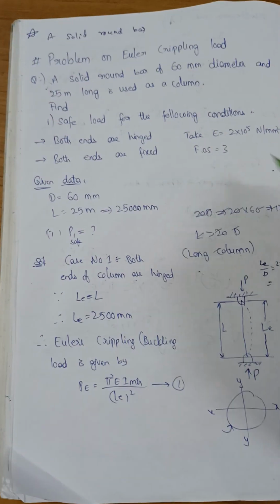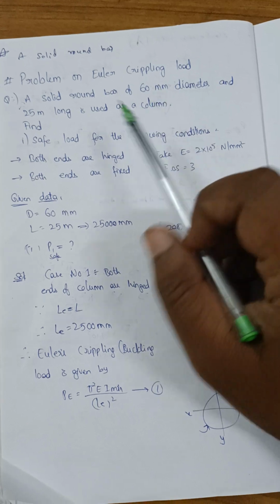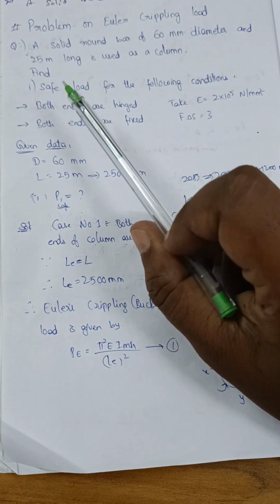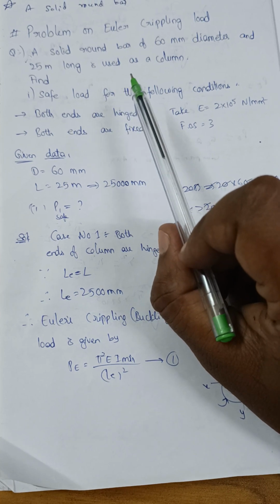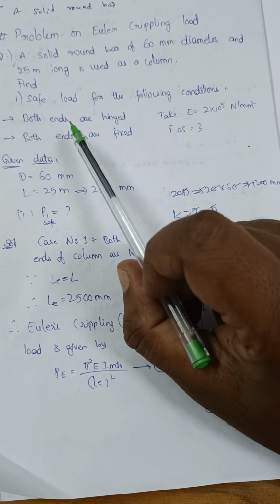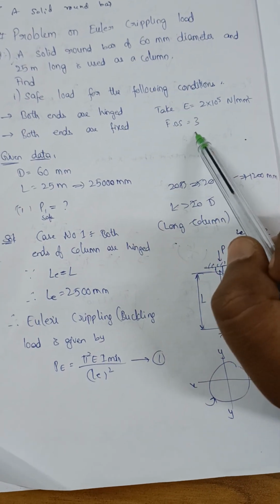Hi, this is Dr. G. Vikas. In this session, we'll discuss a few problems on Euler's crippling load. A solid round bar of 60 mm diameter and 25 meter long is used as a column. Find the safe load for the following conditions: when both ends are hinged, and both ends are fixed. Take E as this value, and a factor of safety is 3.